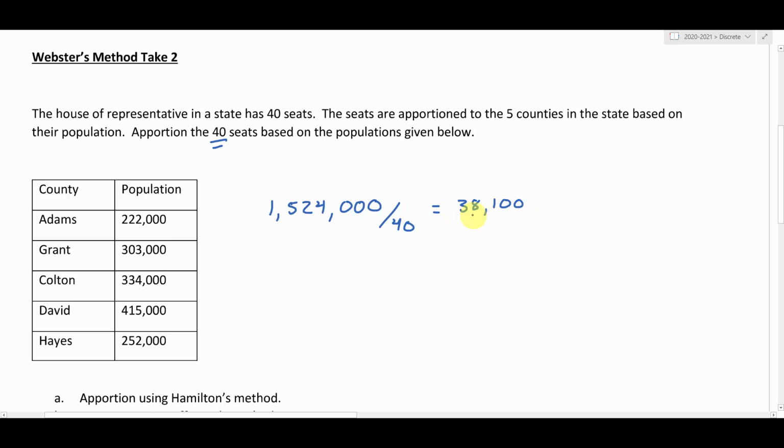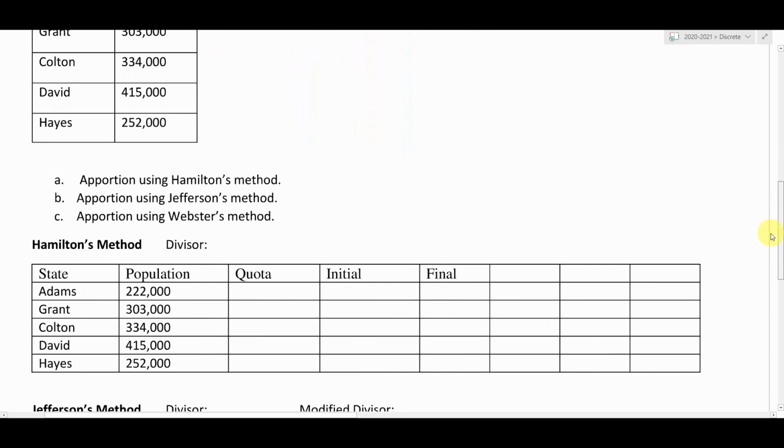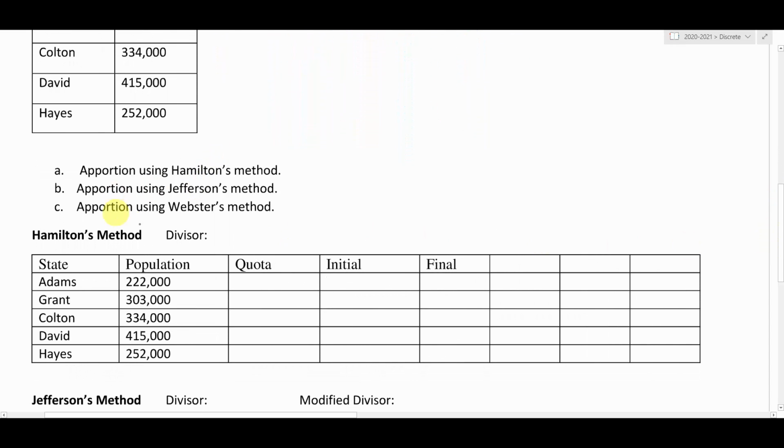This is an important number. It's a number that you will use in all three of the methods, so it's the first thing that you should find when you're doing any of the apportionment methods. We need that divisor. Okay, so we're going to apportion using all three, and I have these tables set up for us down here. So we'll start with Hamilton's method, and I'll show you how I use these tables to help me keep things organized.